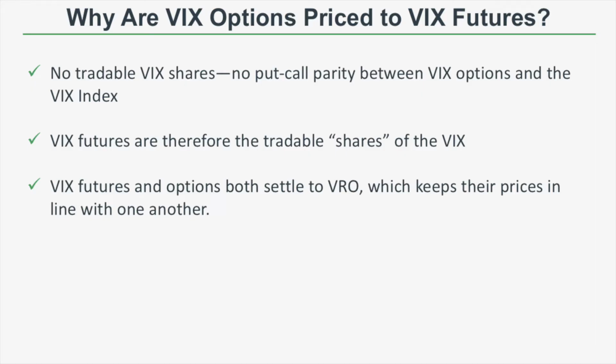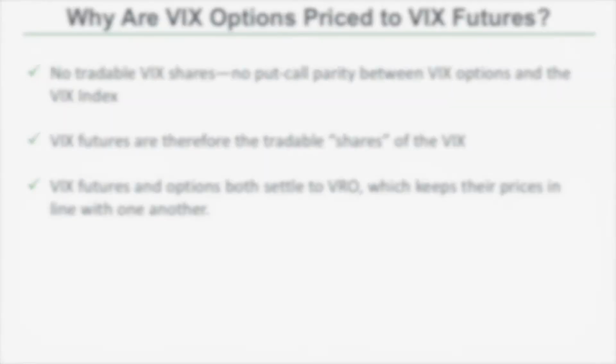So the bottom line is that since VIX futures and VIX options both settle to the same number, their prices will always be in line with each other, because if they're not, then arbitrage opportunities exist, and the natural trading to remove those arbitrage opportunities will bring their prices back in line with one another.